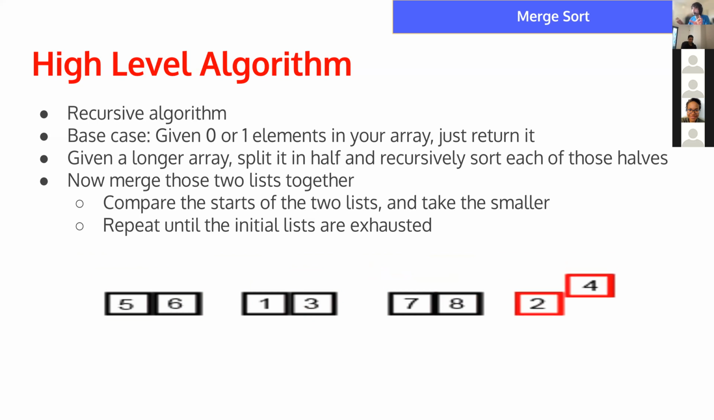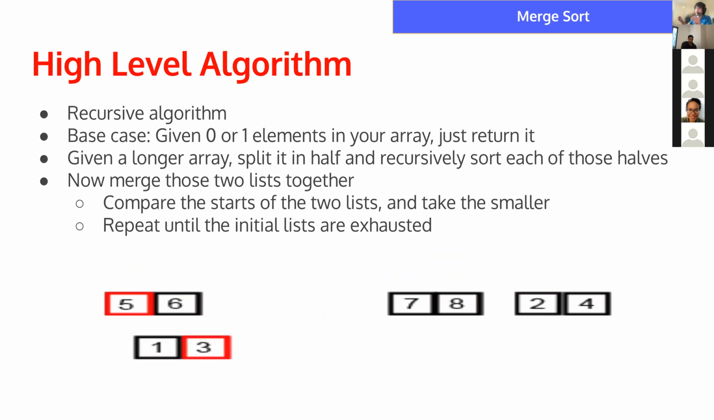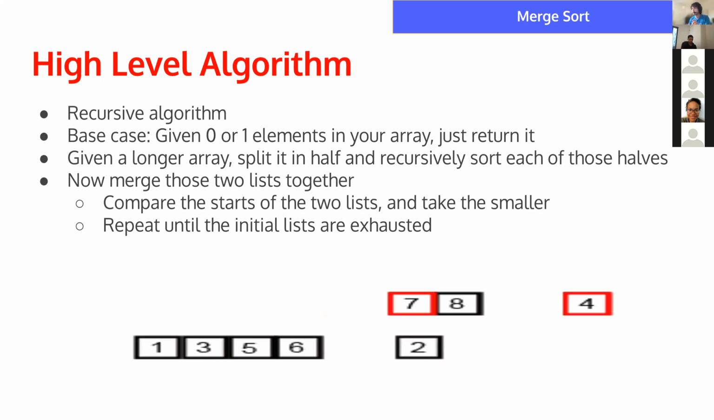Once we get those halves sorted, we're going to merge or zip those two together. To do that, for the start of the two lists, we'll take the smaller one and put it to the front. Now take the new two lists, move the smaller to the front, and keep doing that until the initial lists are exhausted. We're going to be able to see this right here.